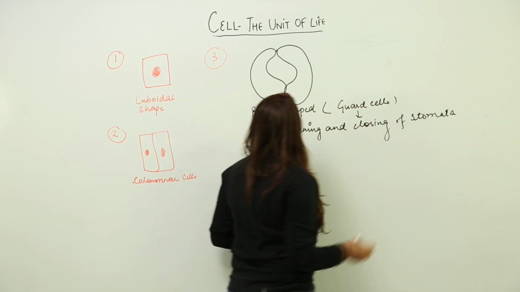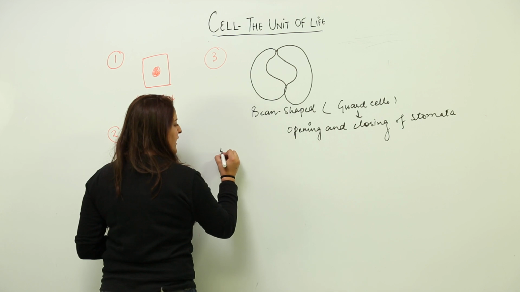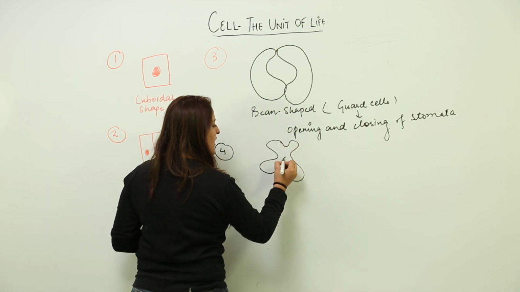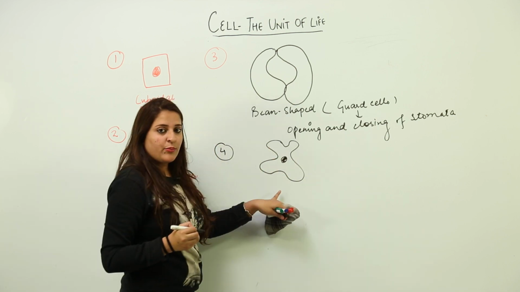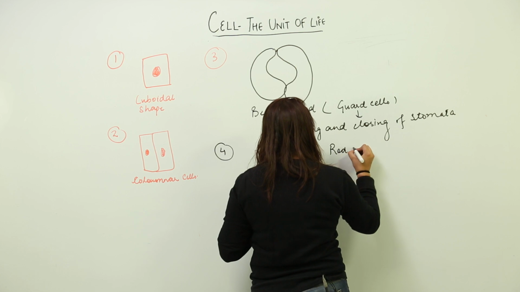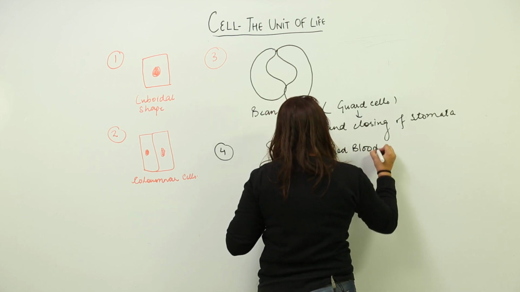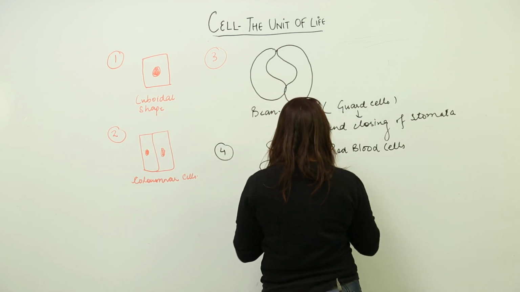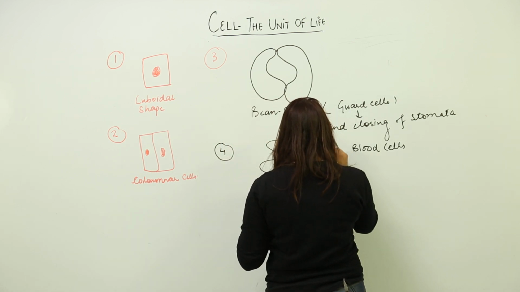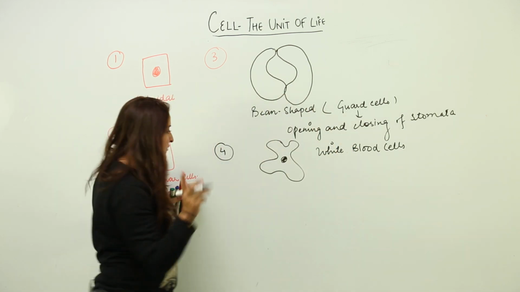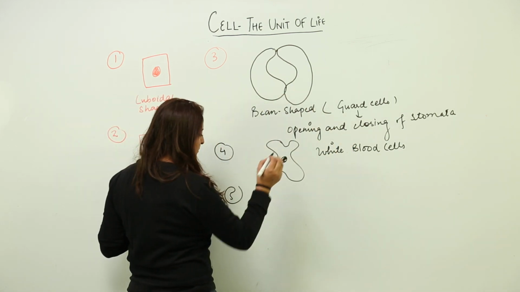The other shape that a cell can possess is irregular shaped, basically known as amoeboid shape. This amoeboid shape is present in white blood cells, specifically white blood cells, because red blood cells have a biconcave structure. Let me make a biconcave structure of red blood cells.